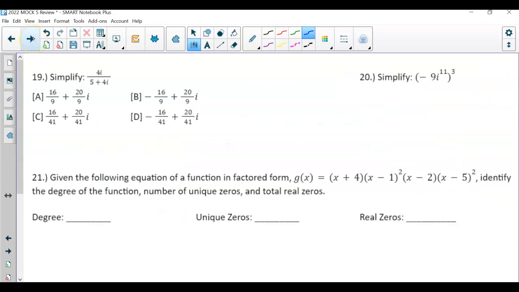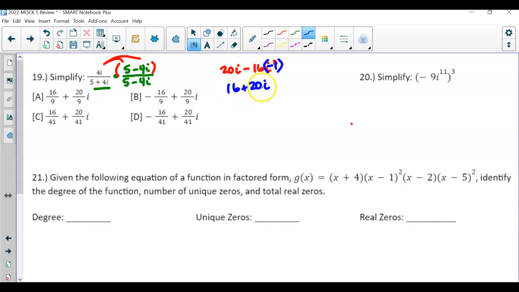Now 19 and 20, we're focusing again on the i operation. So here I've got to multiply by the conjugate, which is always change the sign of the imaginary part. So the conjugate in this case is 5 minus 4i. Change the sign of the imaginary part. So now we're going to multiply 4i to our numerator here, which is 20i minus 16i squared. But remember, i squared is always -1. Two negatives make a positive: 16 plus 20i.